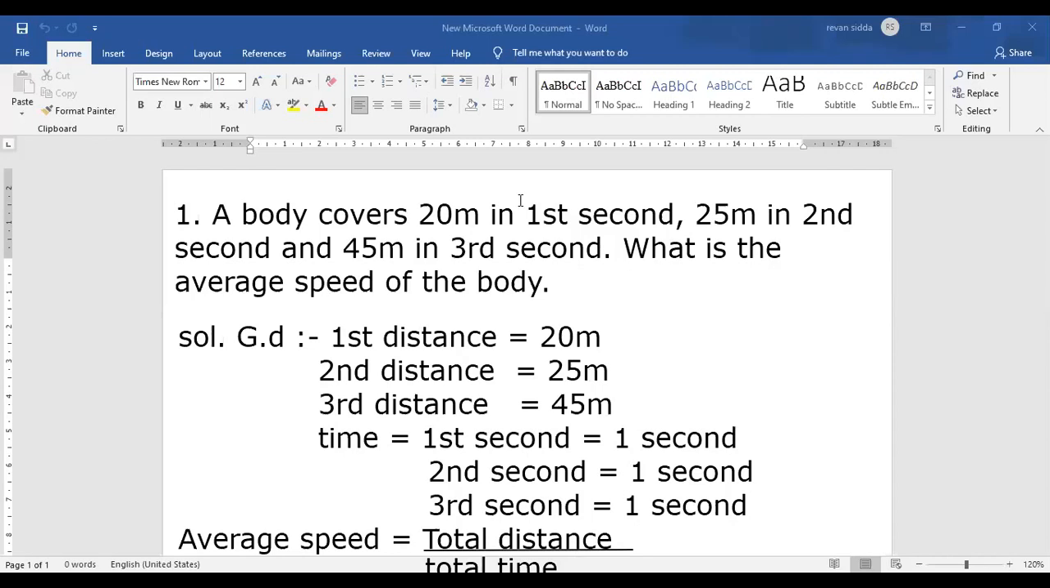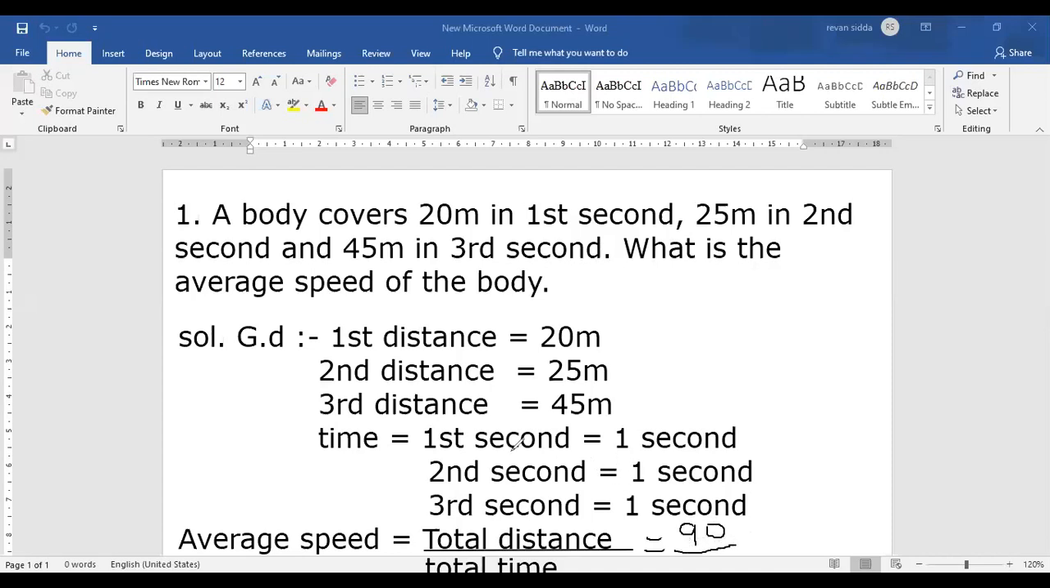I'll erase this one. Equal to symbol I'll put here. Now what is the total distance? 20 meter plus 25 meter plus 45 meters. How much will we get if we add all these three distances? 20 plus 25 is 45. 45 plus 45 is 90 meter. So here we need to put 90. Okay, total distance is 90.